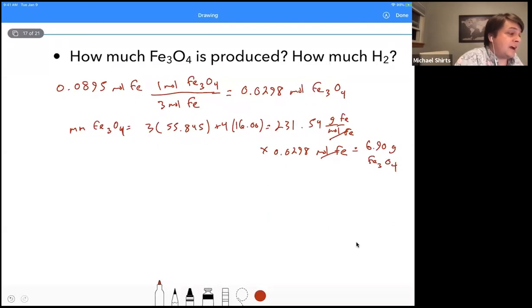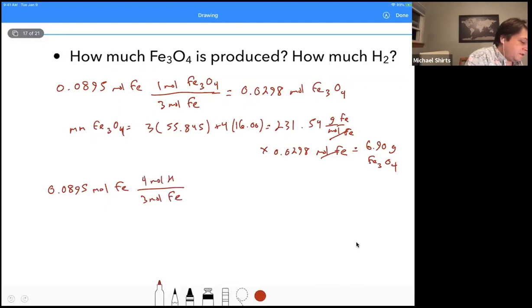And how much hydrogen is produced? Same calculation, 0.0895 mole Fe. A little sloppy there. And 3 moles Fe produces 4 moles H2. And the molar mass of H2 gas, 1 mole of H2, 2.016 grams of H2, is equal to 0.24 grams. Wow, that looks like a 3. 0.24 grams of H2.